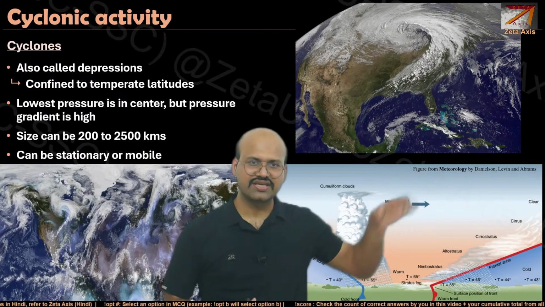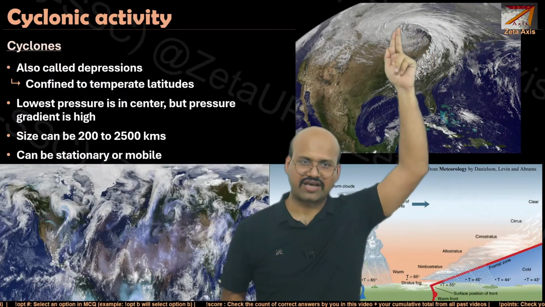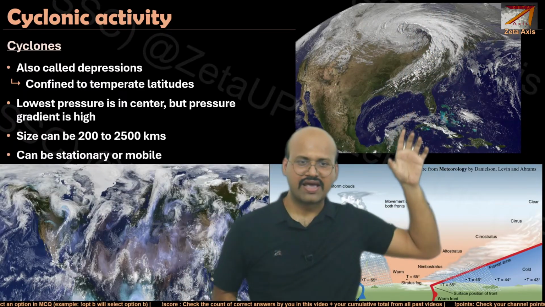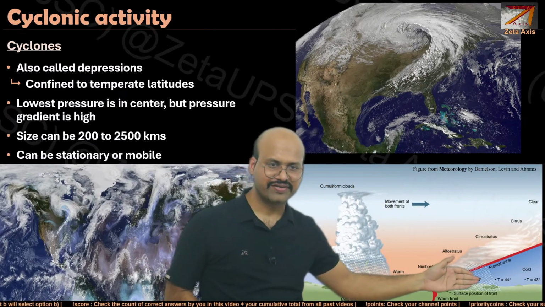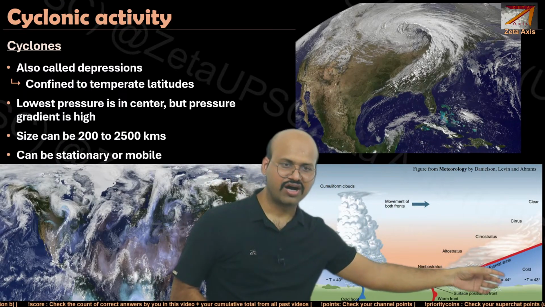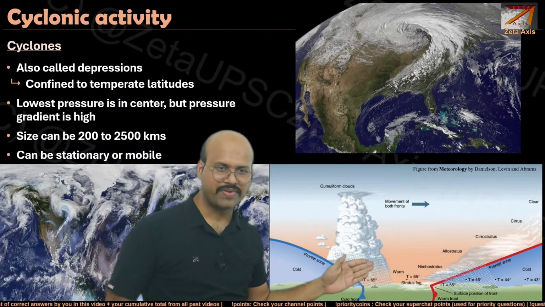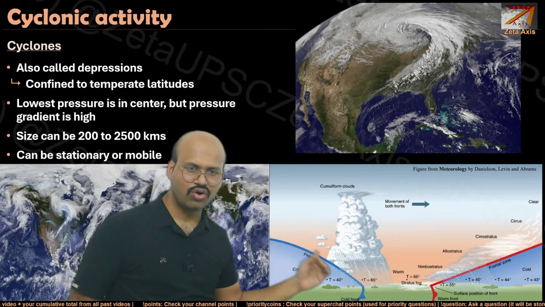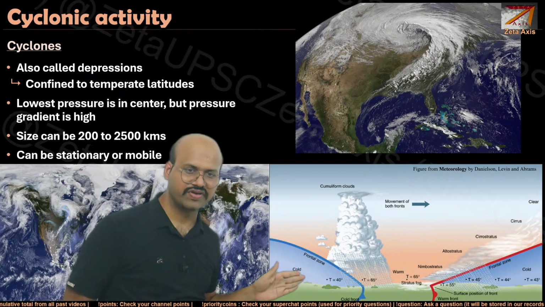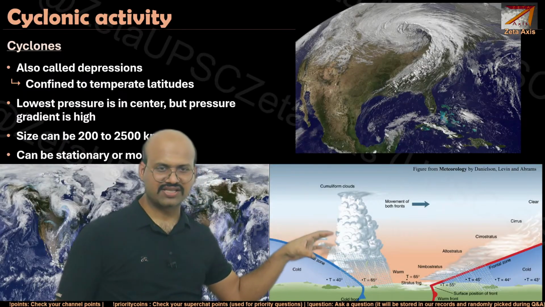So here you can see an extratropical cyclone, and you can see the size of this extratropical cyclone. You can see that it is comma shaped, and there is a very distinctive warm front where there is cold air and there is warm air. You can see this warm air is moving over the cold air, and again there is this cold front where there is cold air moving towards the warm air. So this is how an extratropical cyclone looks.